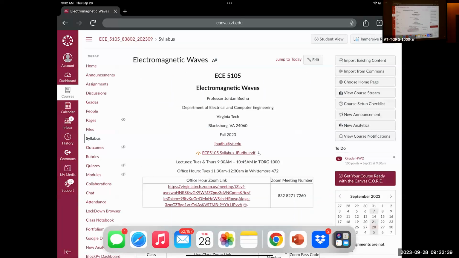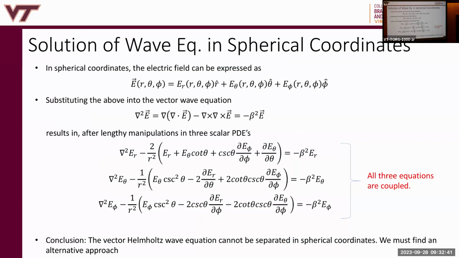All right. Let's get into the lecture. All right, so what are we doing? Last time we solved the wave equation in cylindrical coordinates. Now we're going to solve it in spherical coordinates.